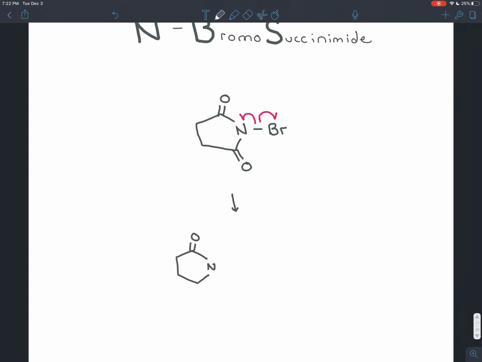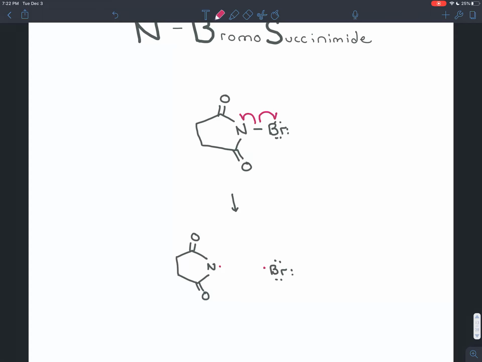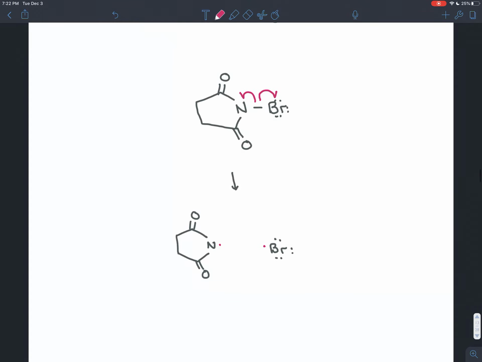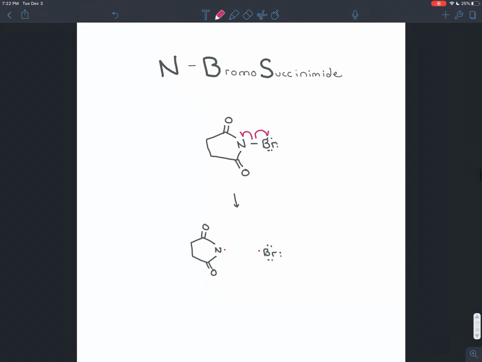You'll have the succinimide radical, and you'll have the bromine radical. Now this already had 3 lone pairs on it, so I'll have those 3 lone pairs here, but now in addition to those, you'll have the unpaired electron on the bromine. So you have formed 2 radicals. Now, whenever we use NBS, N-bromosuccinimide, this is going to be our initiation step. Our initiation step will always look like this. This is always the first step of any mechanism that uses N-bromosuccinimide.